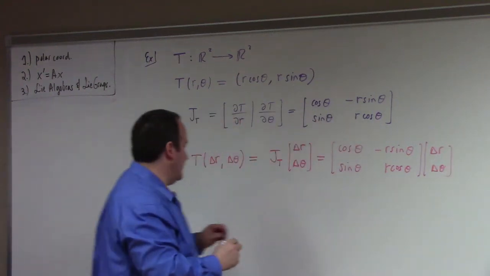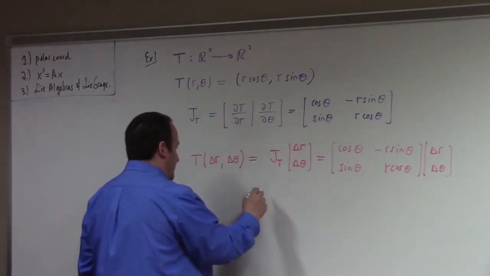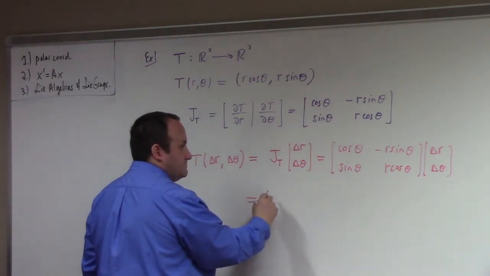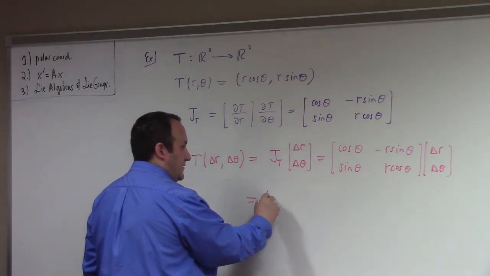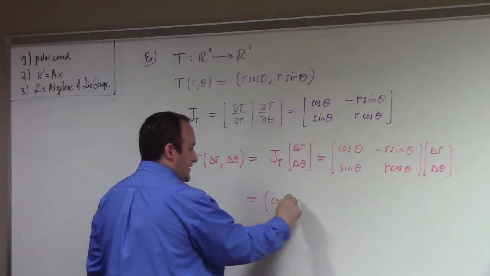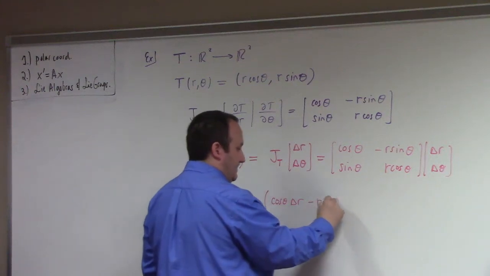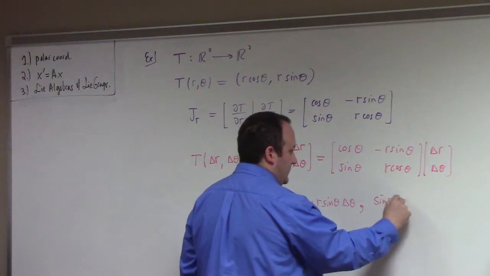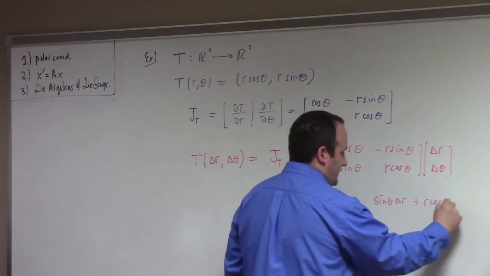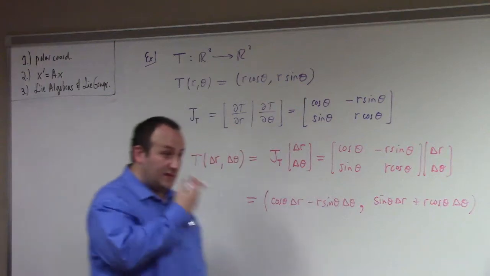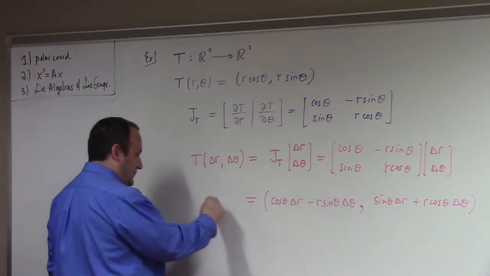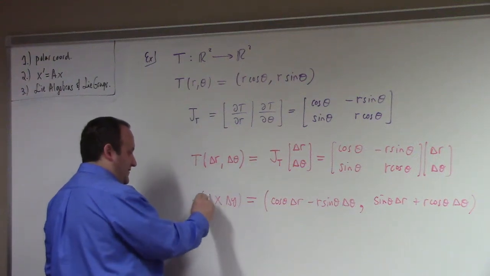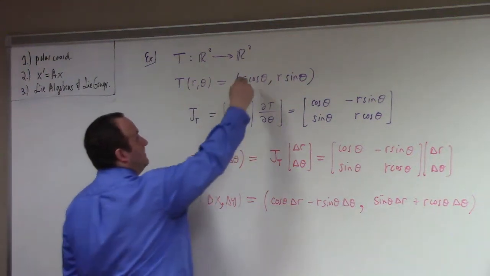So if we work this out, what does it give us? We get cosine theta, change in r, minus r sine theta, change in theta, comma, sine theta, change in r, plus r cosine theta, change in theta. Great. So if you call this, say, delta x, delta y, thinking of the outputs of this being x and y, right?